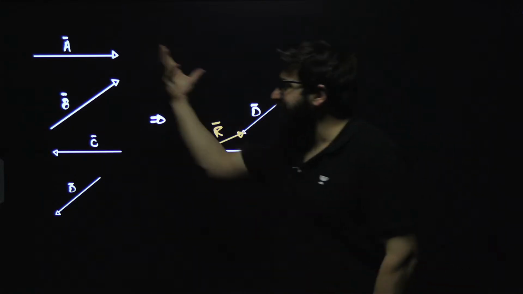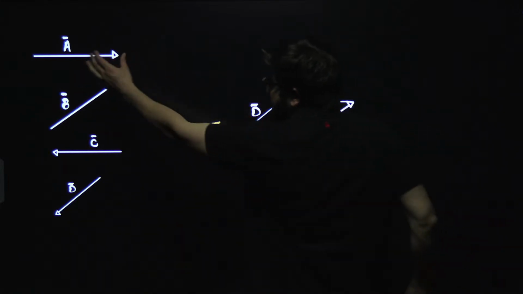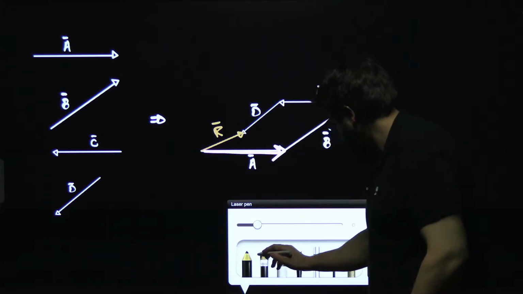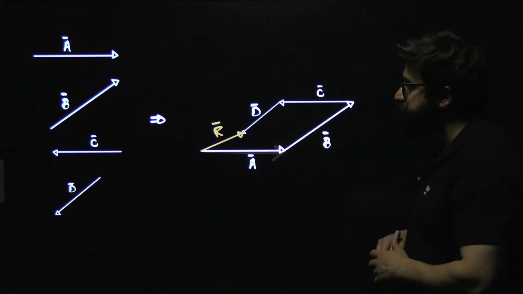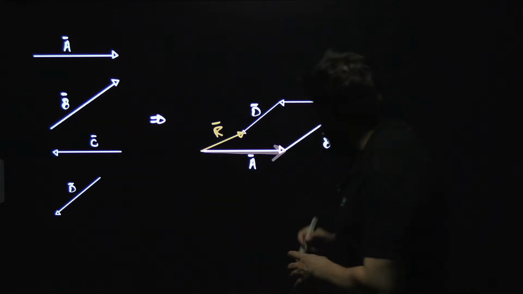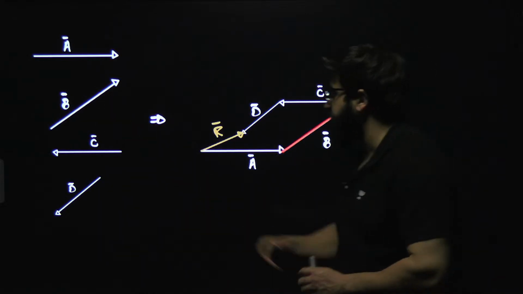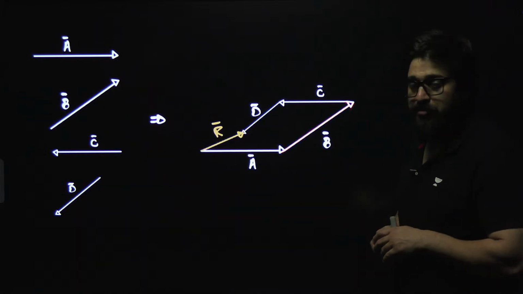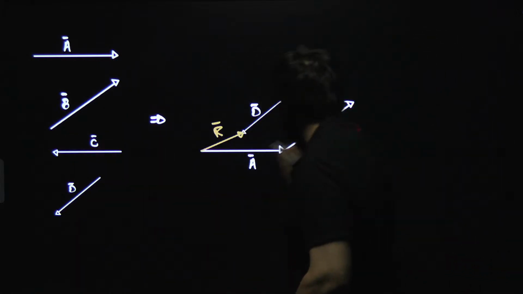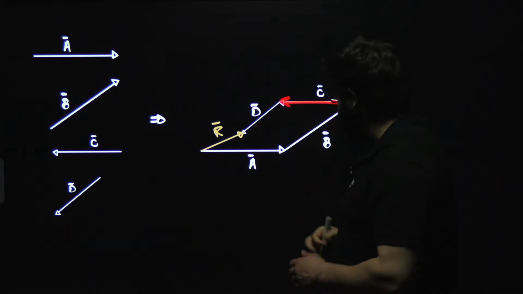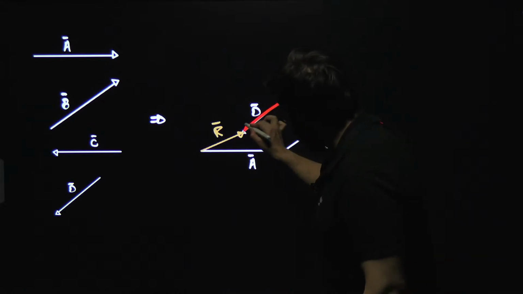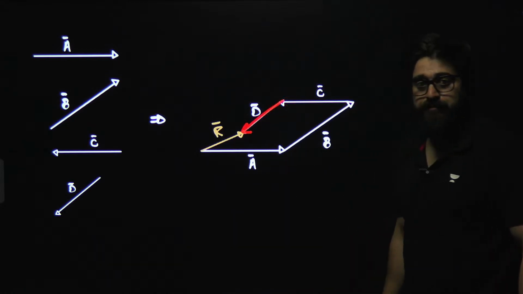First, let's do the parallel shifting. I'll take this vector A and place it over here. I'll take this vector B and place it exactly over here, with its direction something like this. I'll take this vector C, which is in the backward direction, and place it something like this. And I'll take this vector D and place it something like this. Its magnitude and direction are the same.